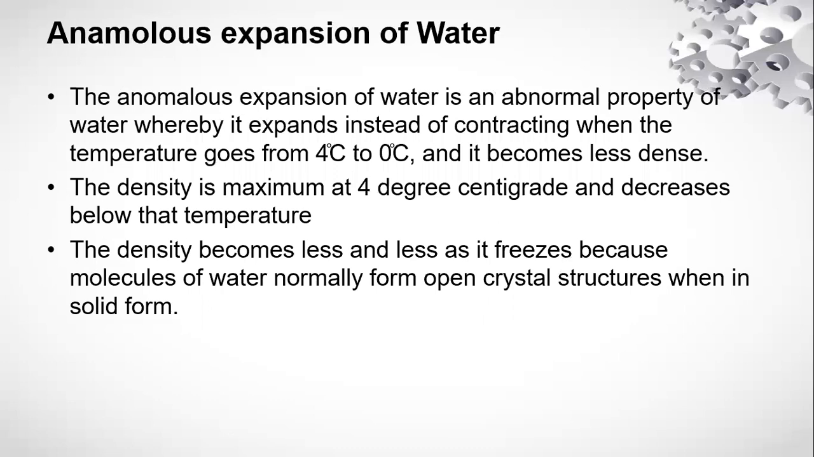Let's see the anomalous expansion of water. What do you mean when you talk about anomalous expansion of water? This is an abnormal property of water whereby it expands instead of contracting when the temperature goes from 4 degrees Celsius to 0 degrees Celsius, and it becomes very dense. Now, the density is maximum at 4 degrees centigrade and it decreases below that temperature. The density becomes less and less as it freezes because the molecules of water normally form open crystal structures when in a solid form. So basically, that's the concept of anomalous expansion of water.